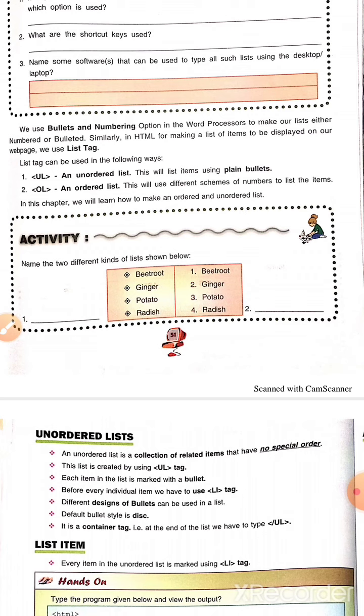In HTML, for making a list of items to be displayed on our web page, we use the list tag. The list tag can be used in the following ways: an unordered list and an ordered list. So first we'll see an unordered list. An unordered list is a collection of related items that have no special order. So it's a collection of related items with no order.